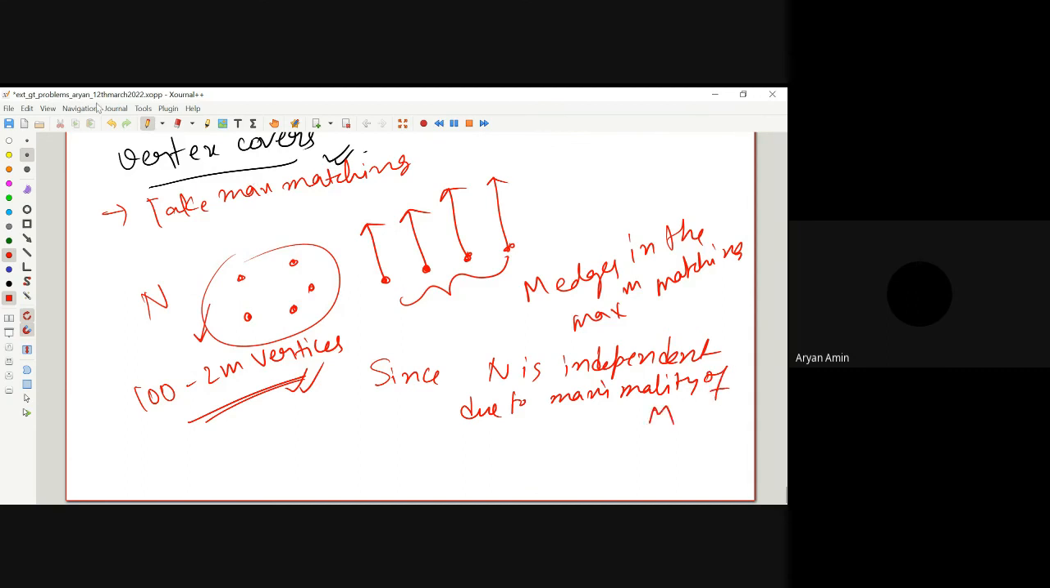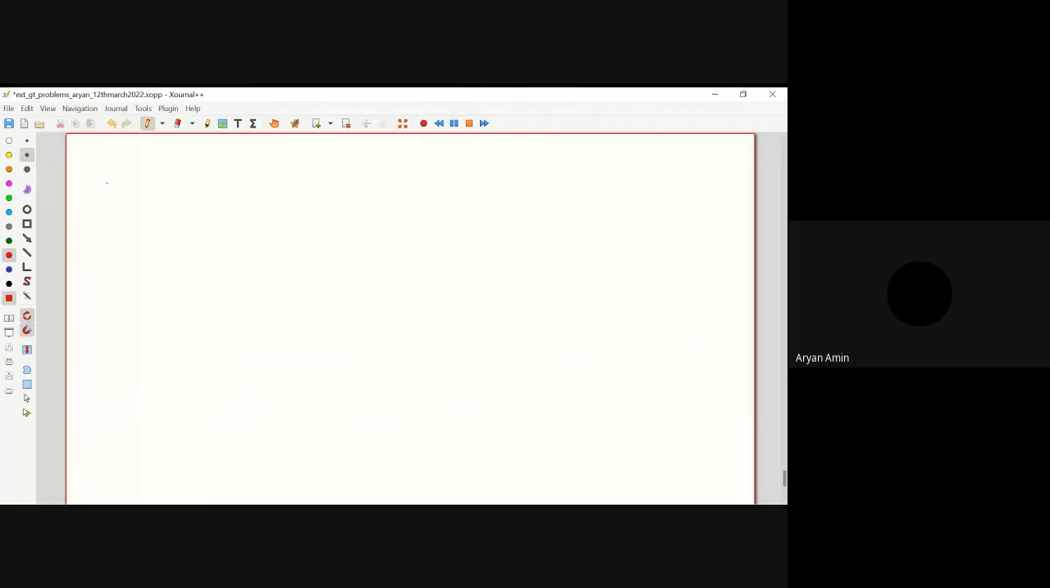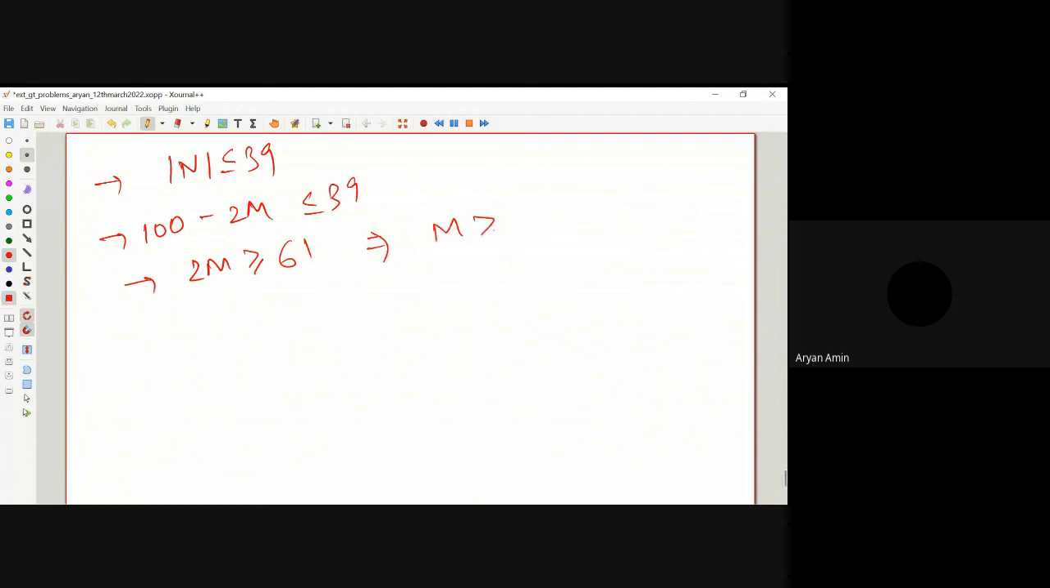Right, so I'll just change the page. So what does this imply? Like, mod n is at most 39. So this implies 100 minus 2m is at most 39, which implies 2m is at least 61, which implies m is at least 31, because m greater than 30.5 doesn't make sense. It's an integer, right? So m is at least 31.